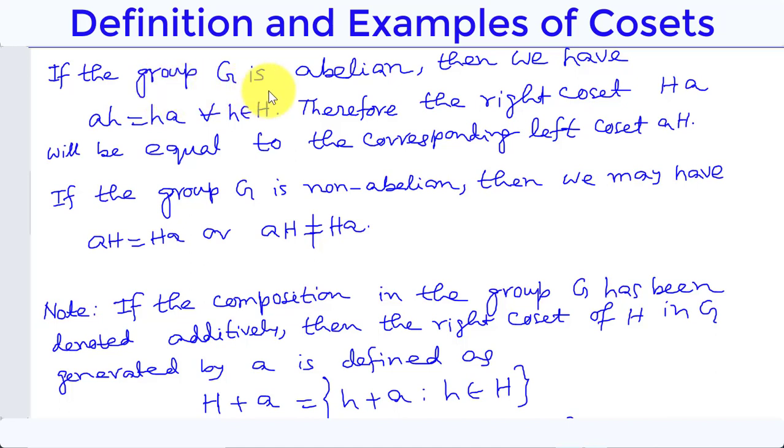If the group G is abelian, then we have ah equals ha for all h belongs to H. Therefore, the right coset Ha will be equal to the corresponding left coset aH. That is, if the group is abelian, then left cosets and right cosets are equal. If the group G is non-abelian, then we may have aH either equal to Ha or not equal to Ha. That is, in case of a non-abelian group, left cosets and right cosets may or may not be equal.